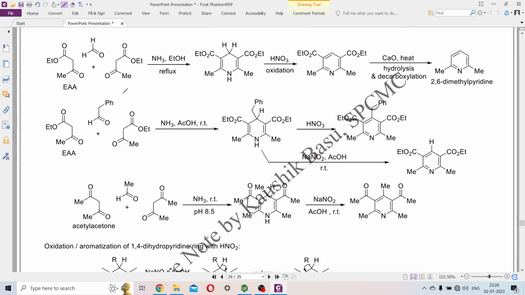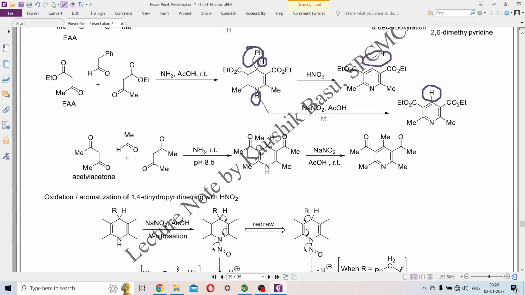Okay. If I am to use a different aldehyde like PhCH2CHO with the same reaction combination, then instead of a couple of hydrogens, I will have one hydrogen here and a PhCH2 group here. Now, from this, when we oxidize with HNO3, we end up with the departure of this hydrogen and this hydrogen. But when this is subjected to the diazotization condition, NaNO2 acetic acid at room temperature, then we lose this one and this hydrogen. So we have only hydrogen here when treated with NaNO2 acetic acid, and we have only the CH2Ph here when the HNO3 oxidation has taken place.